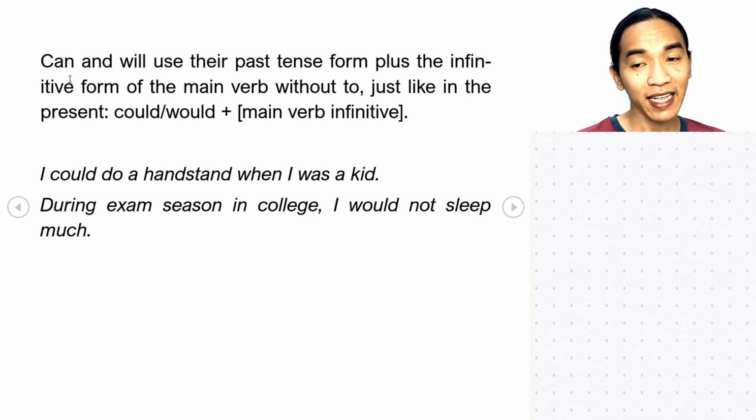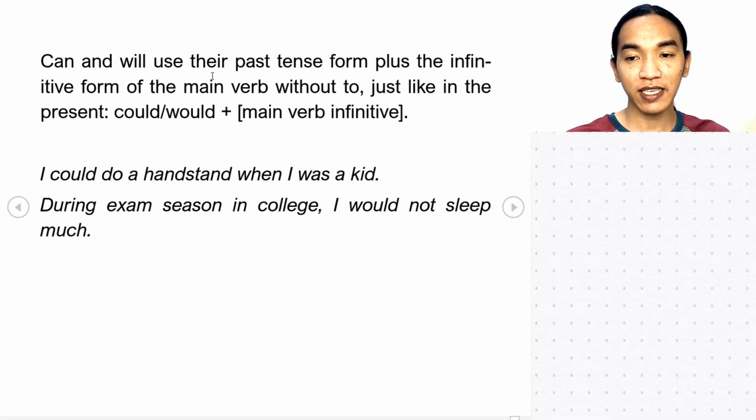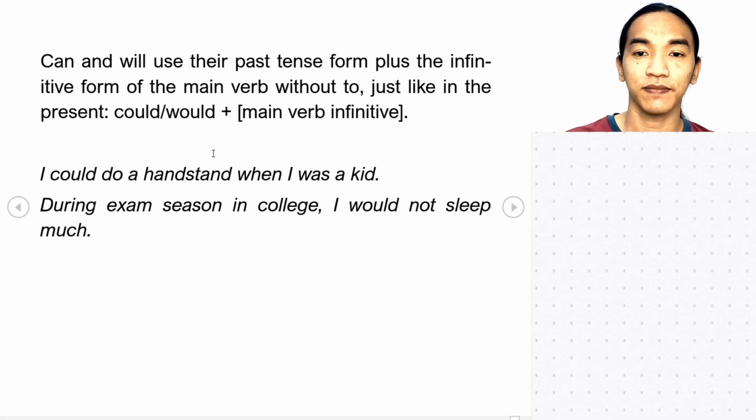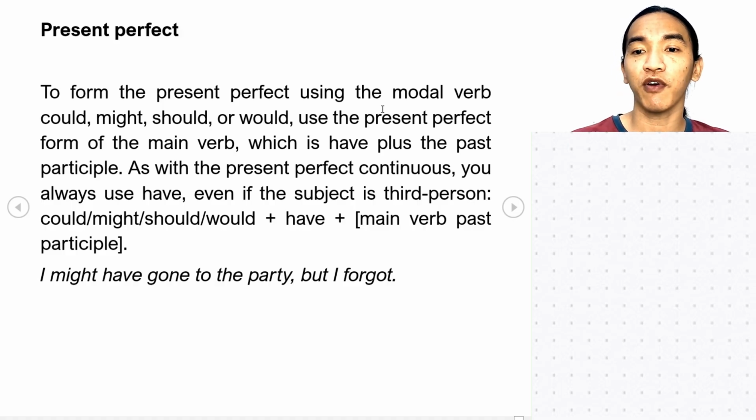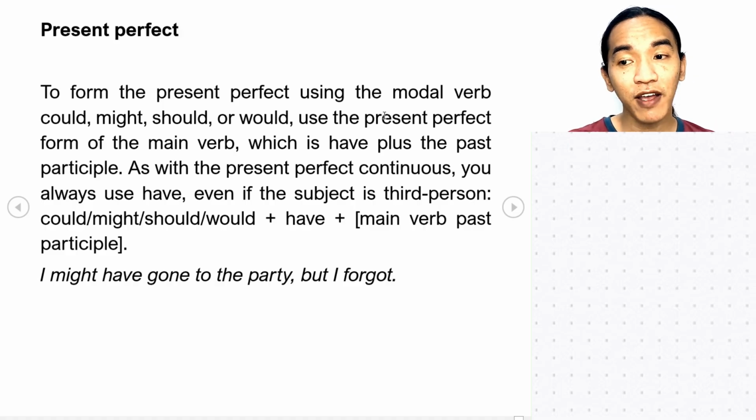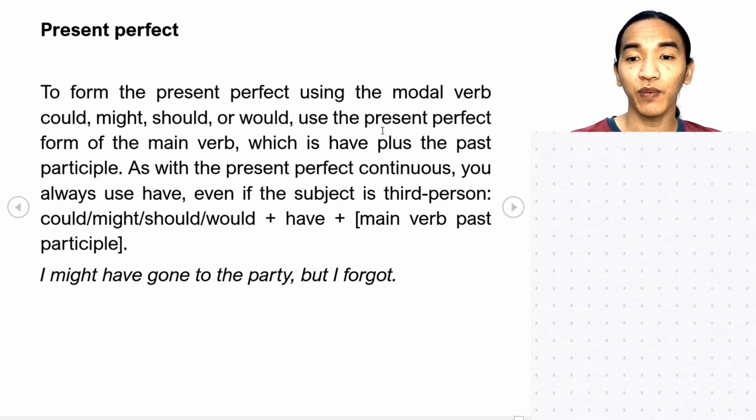I could do a handstand when I was a kid. During exam season in college, I would not sleep much. So these are past in essence. Now, present perfect. To form the present perfect using the modal verbs could, might, should, or would, use the present perfect form of the main verb, which is have plus the past participle. As with the present perfect continuous, you always use have, even if the subject is third person.